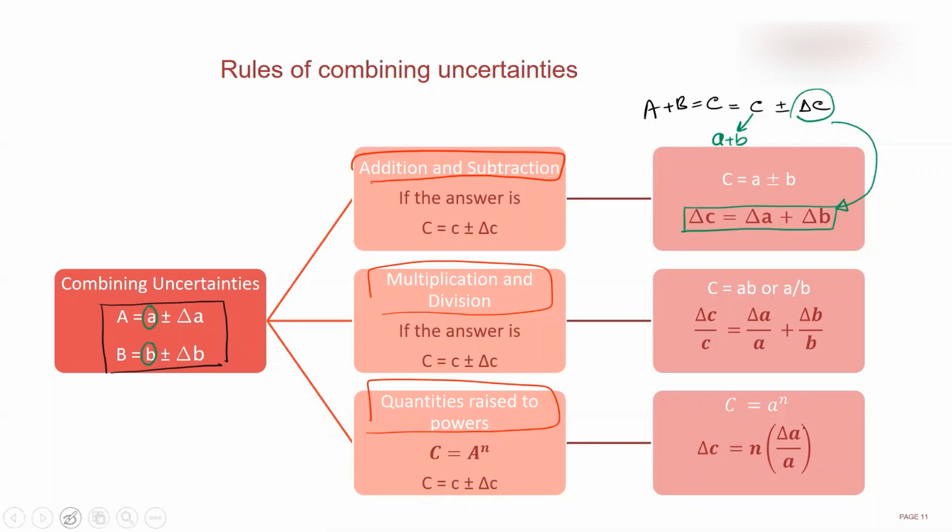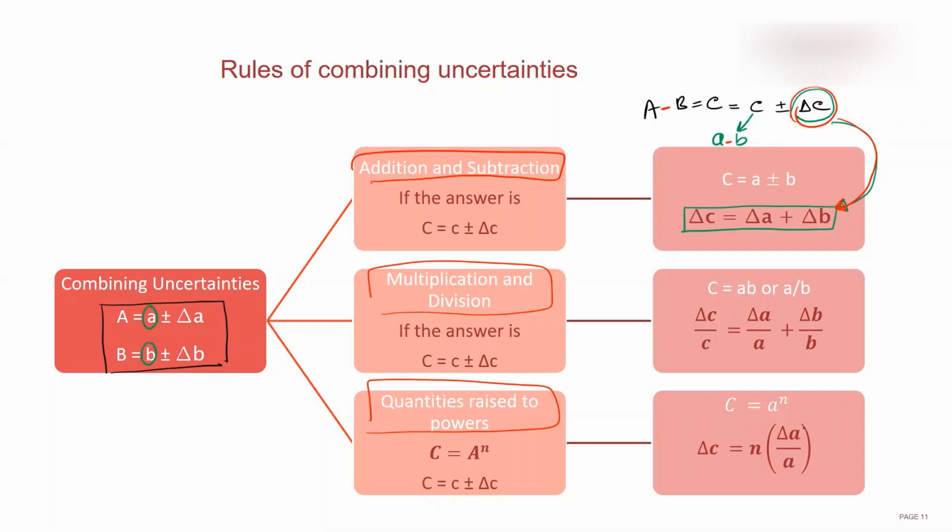If we do a subtraction, the rule will be the same. The only difference here is if we want to find A minus B, our C will be different. That will be simply A minus B. But our uncertainty will remain the same, and we use this equation to find the uncertainty.